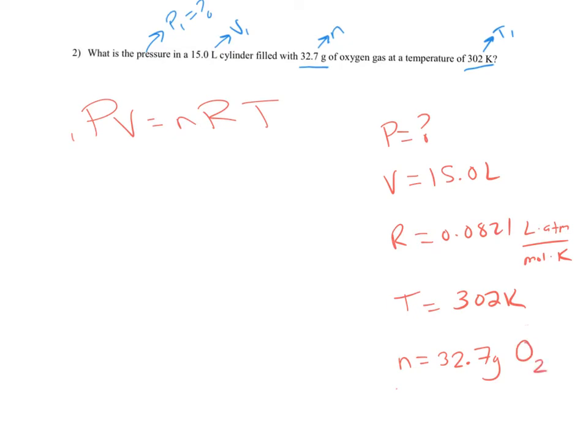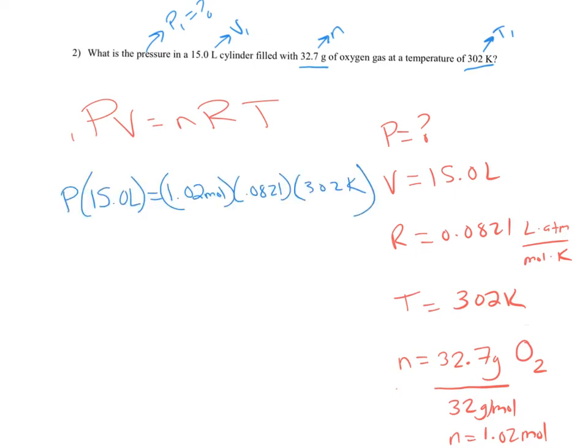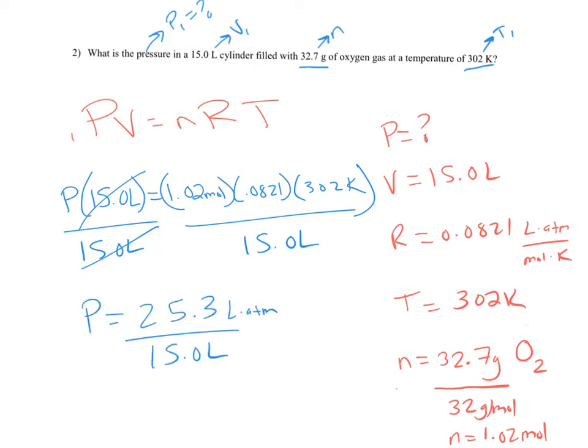Oxygen gas is O2. So you have to change this to moles. So I'm going to divide by the molar mass of oxygen, which is 32 grams per mole. So N is going to equal 1.02 mole. All right, now all I need to do is plug everything in. Plug all the known values in and solve for P. Divide both sides by 15. Continue your solving. Okay, liters is going to cancel. So the pressure is going to be equal to 1.69 atmosphere.